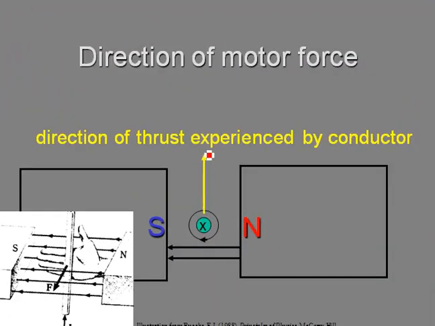Convince yourself that using the right hand motor rule would give the same answer. Make sure that you're using your right hand, and your fingers should point to south, to the left, and your thumb in the direction of the current away from you, into the screen. Then your palm should be pointing upward, signifying that the direction of the thrust is upward.